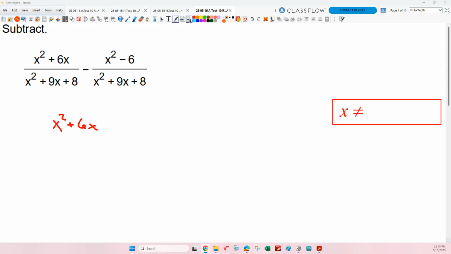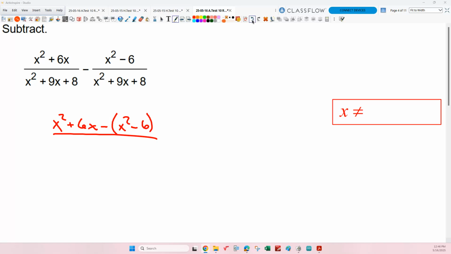Okay, so what operation am I doing? Subtraction. And we'll want to put parentheses here to tell us to distribute that negative to both terms. Wait, what? To distribute what? The negative.